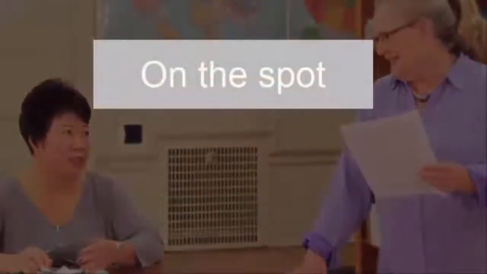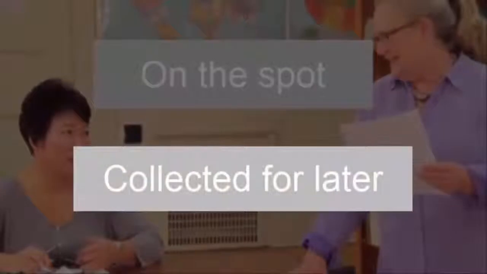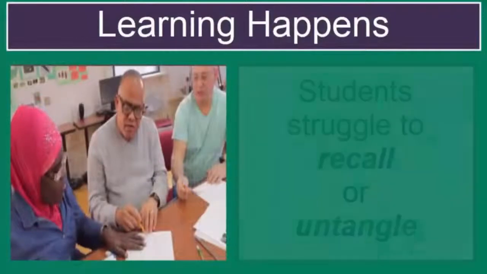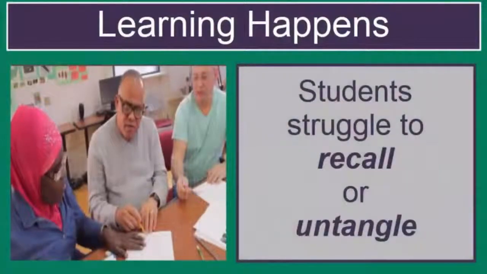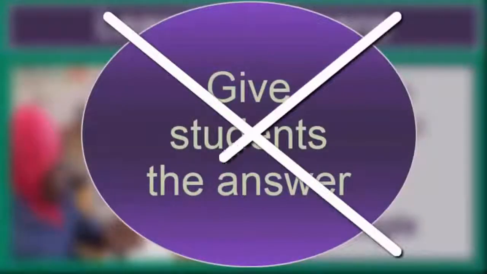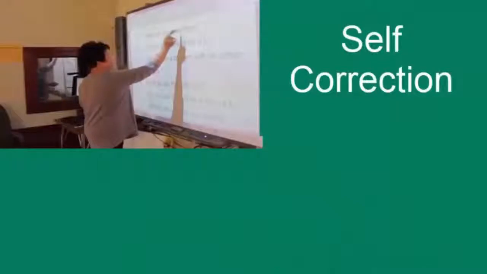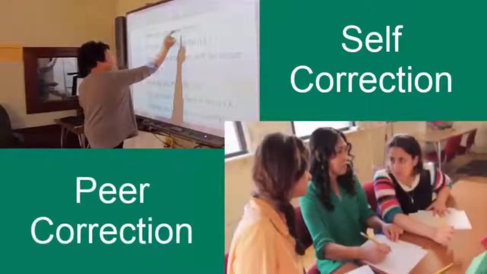Errors can be corrected on the spot, or I can collect errors for later use in the classroom. Learning happens when students struggle to recall or untangle what they have studied. It doesn't happen by giving them the answer. Because of this, I want the students to be actively engaged in self-correction or in peer correction.